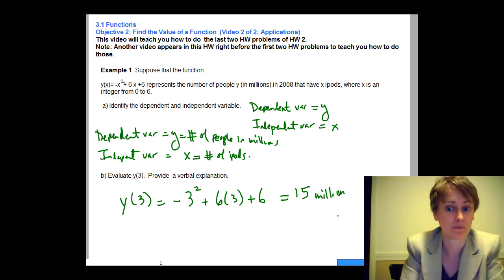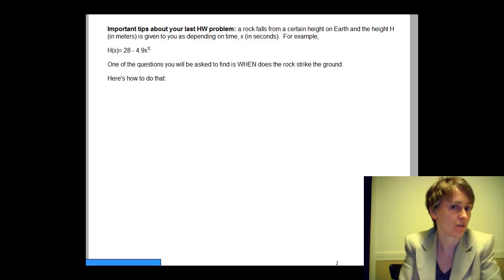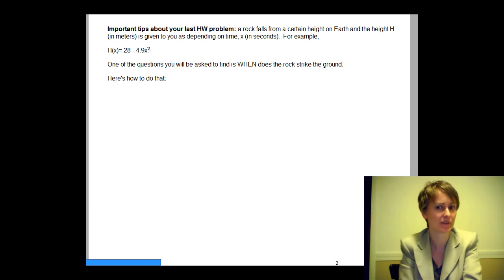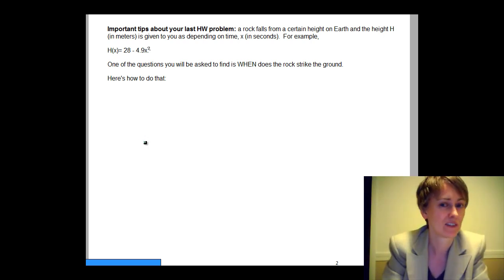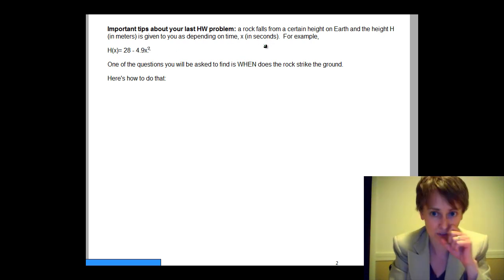Let's move to the last piece that I want to go over with you, which is this. Important tips about your last homework problem. Your last homework problem, when you do it in homework 2, is about a rock falling from a certain height on the earth, and the height h in meters is given to you as depending on time, which they represented as x. So x is your independent variable because height depends on your independent variable, x.